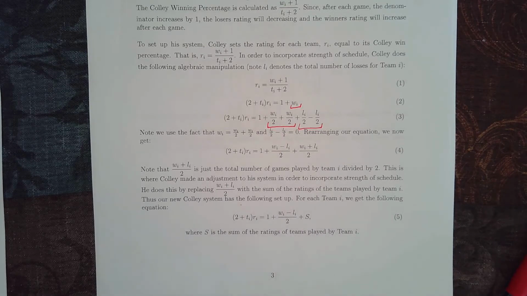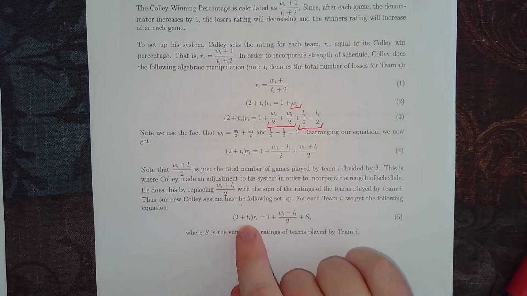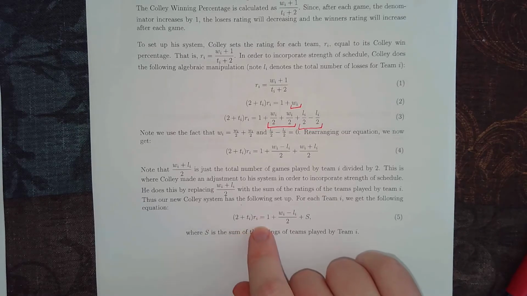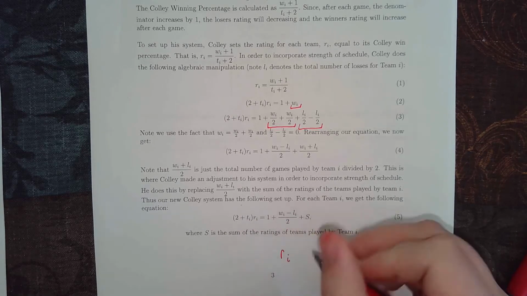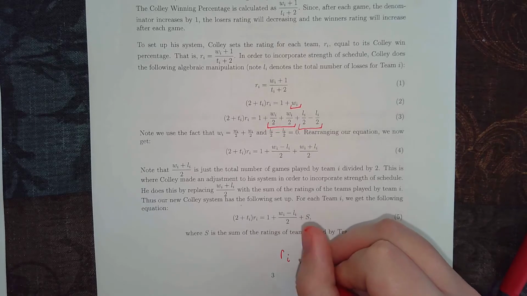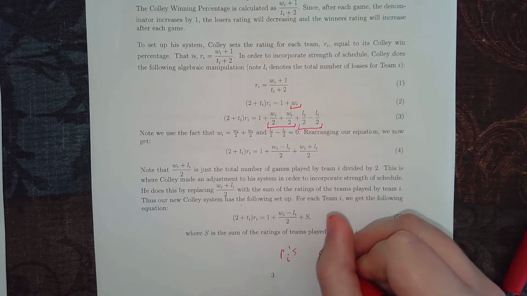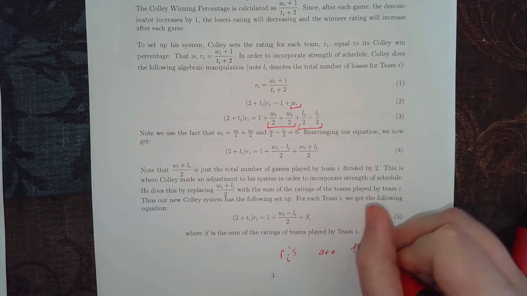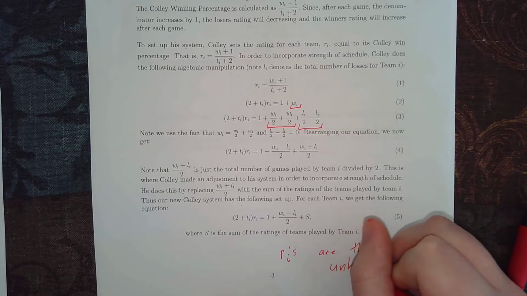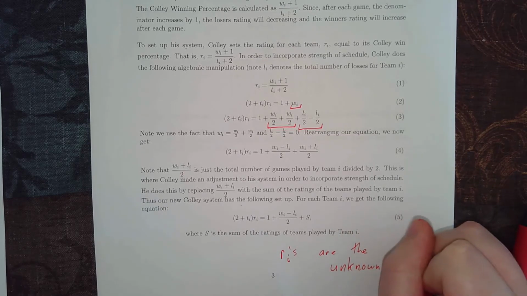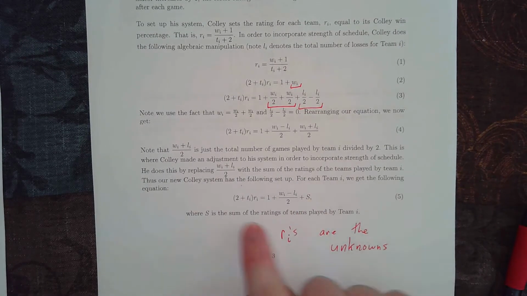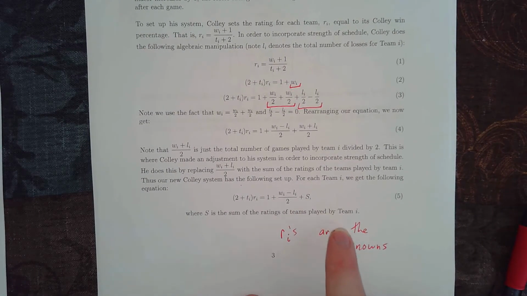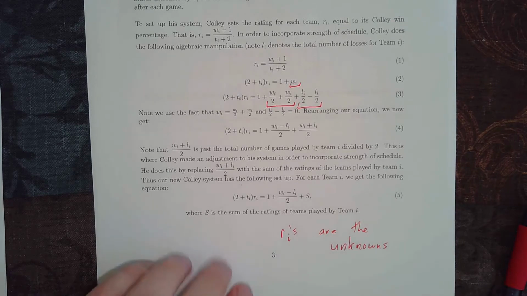So when we're creating our system of equations, we're going to be taking 2 plus the total number of games played times the rating. The ratings are going to be the things we're solving for. So the R sub I's are the unknowns for our systems of equations. And here this S is going to be the sum of the ratings of the teams played by Team I.